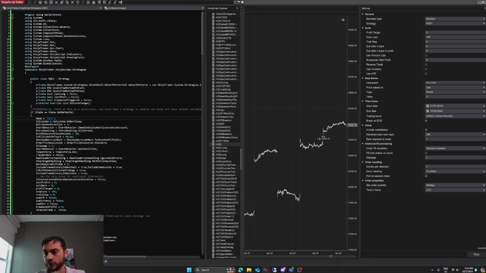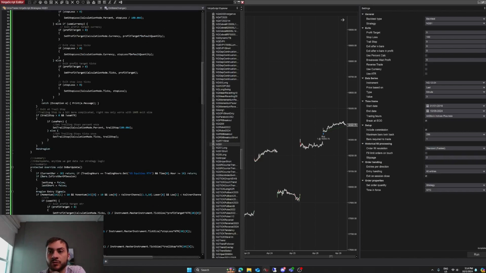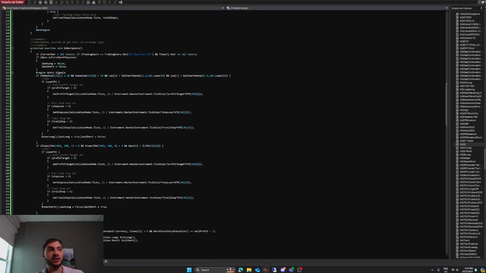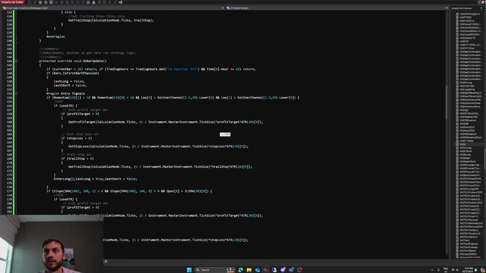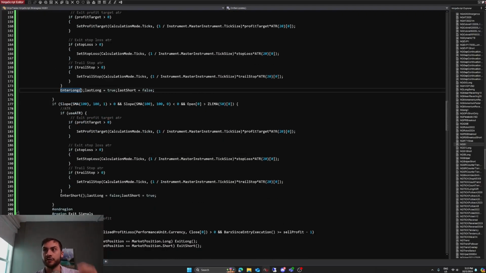If we look at the source code for this strategy, once again, StratGen developed all this code, so I simply told StratGen to find me ideas. But these were the entries that it picked. For the long side, it's checking if the momentum is crossing above 10, and the low is crossing above the lower Keltner channel for the long bets. For the short bets, we're checking if the slope of the 100 SMA is crossing below 0 and the current open is greater than the 50 zero lag EMA. We're going to be entering short.